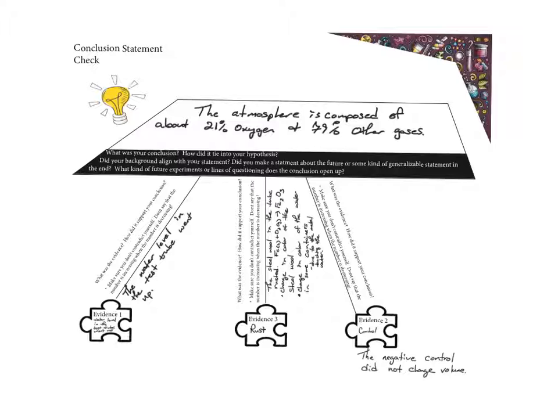Did you do research on water and then make a statement about air? Did you do research about groundhogs and then start talking about hawks? Does your background align with what your statement is? Did you make a statement about the future or some kind of generalizable statement in the end? In other words, did you write a hypothesis that predicted something?